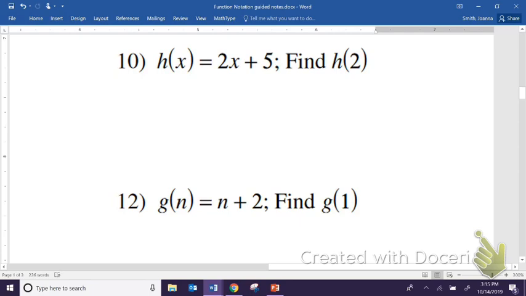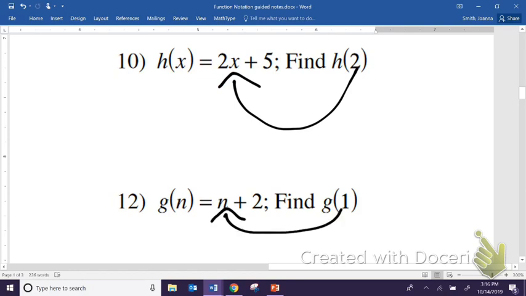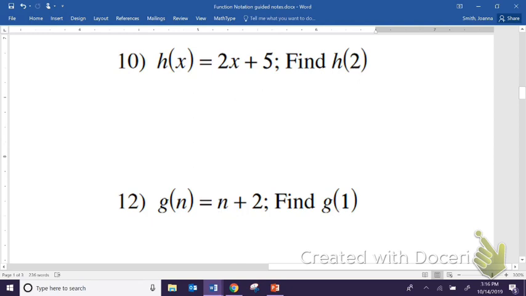H of 2, plug it in. G of 1, plug it in. Okay, do this now. Solve those, and if you need help on those, after those 2 examples, let me know and I will come help you. Make sure to pause the video.